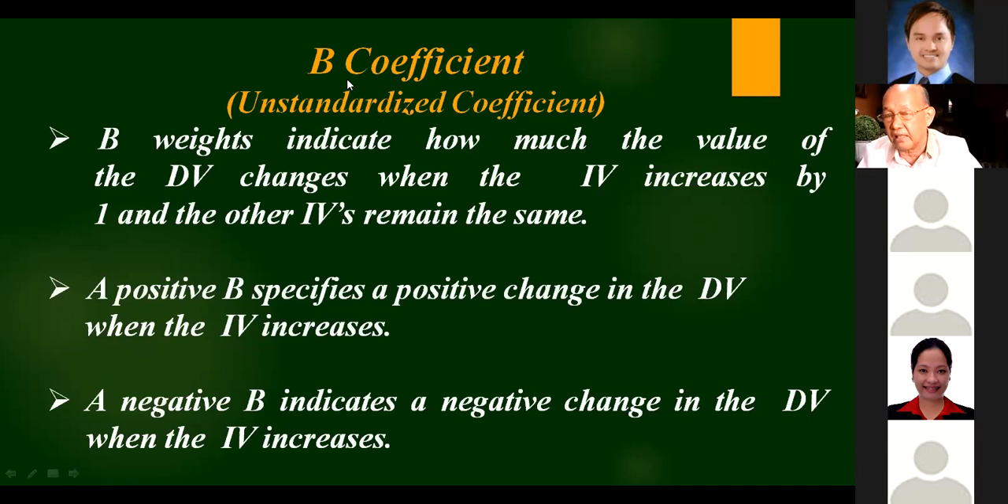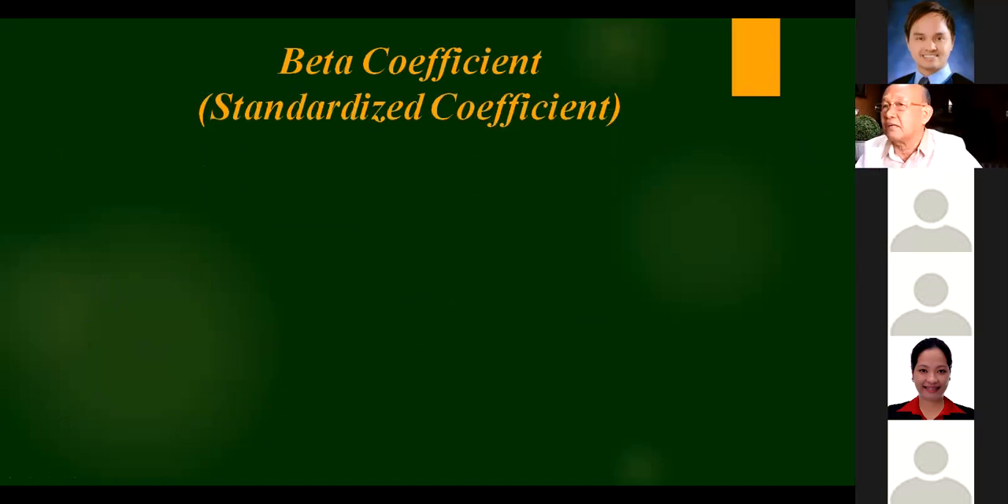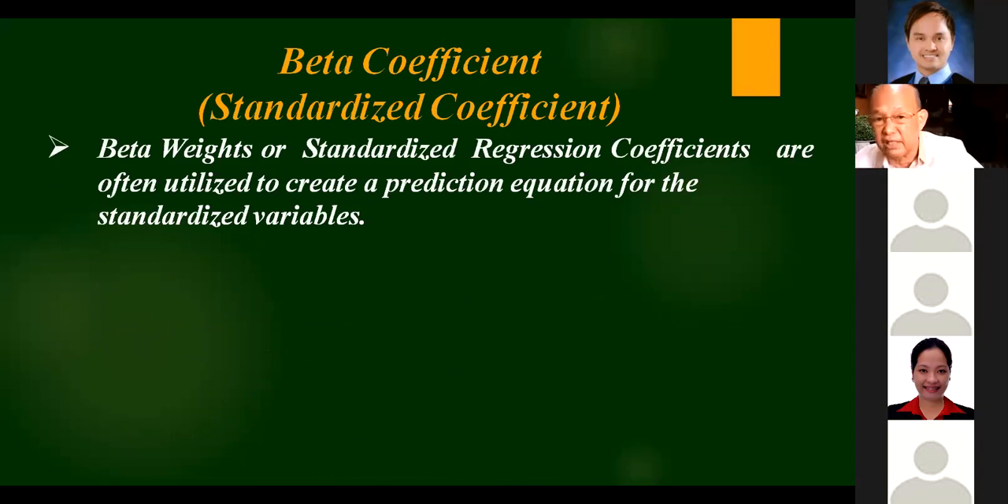So I hope you remember that. No? B coefficients will be interpreted this way. What happens to the dependent variable for every unit increase in the independent variable? A positive B specifies a positive change. A negative B indicates a negative change. What about the beta coefficient? How different is it? Ito po. The beta coefficient is oftentimes referred to as the standardized coefficient. And how do you interpret or how do you read the results?